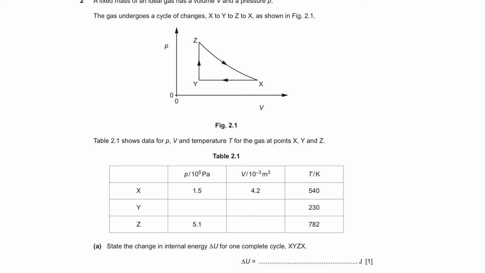There is no change in internal energy, because when it returns back to x, it ends up at the same pressure, same volume, and same temperature as it was at its starting position. So no change in internal energy. How many joules? 0 joules.